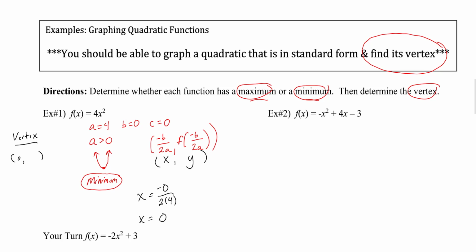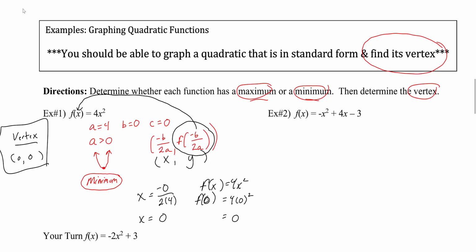And then to find the y coordinate, what we're going to do in the second part of the formula is take that number we got, which was a 0, and plug it back in for x in this f equation. So simply all we're doing is going back to this original equation, which was f of x equals 4x squared. And instead of f of x, we're doing f of 0, which just means we're plugging in 0 for x. And it just so happens in this example, we also get 0, because 4 times 0 is 0. So there's your vertex.